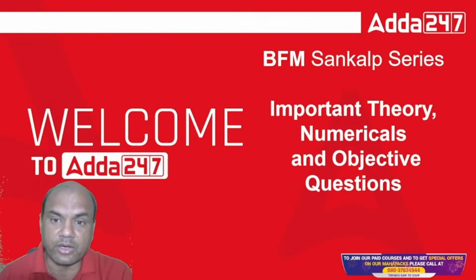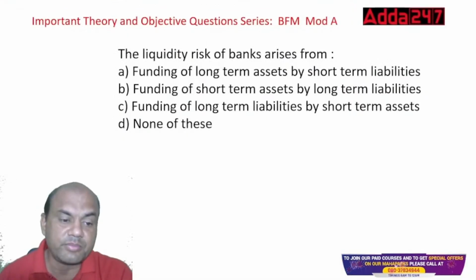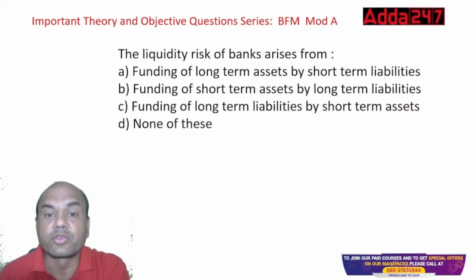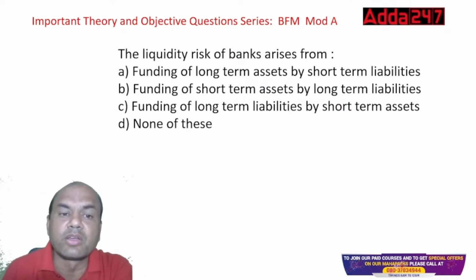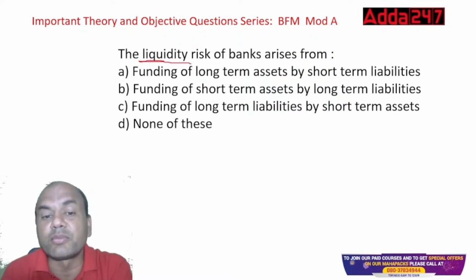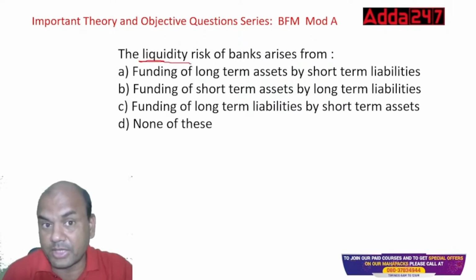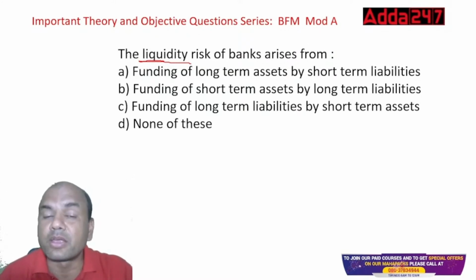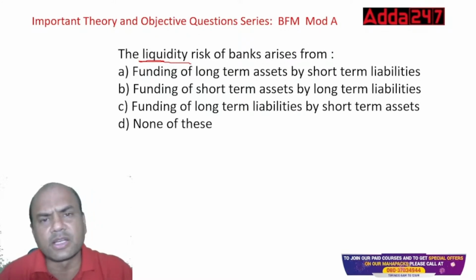So let's start with the objective questions today. Everyone set now. Chalo. First question. The liquidity risk of the bank arises from. Liquidity means what? What do you mean by liquidity risk? It means that I don't have money at the right time. That is very important. Whenever I have to pay my EMI, I don't have money. That is a liquidity risk.